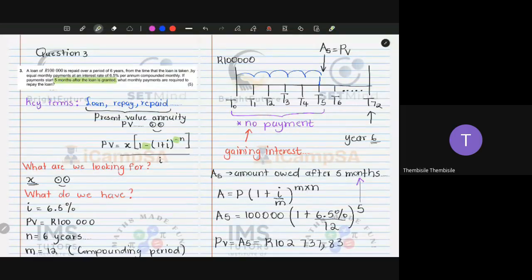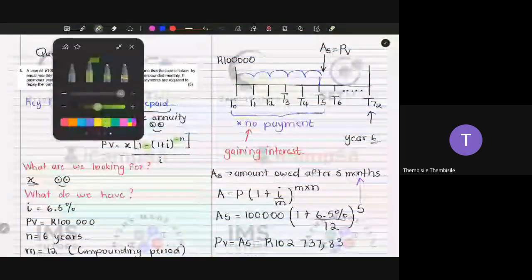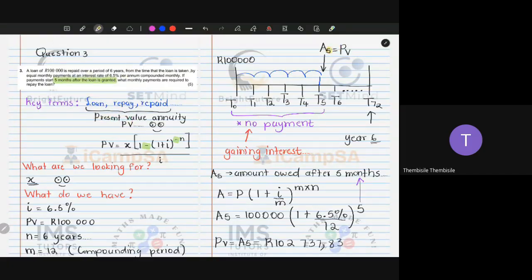So when we start paying after month number 5, the amount would have been different, and we call it A5. And that A5 will be the present value then when we start paying, because the present value, remember, is the amount we owe. So we'll calculate our X based on the amount we owe when we start paying in 5 months' time. We can't calculate X based on now and we don't pay. Does that make sense?